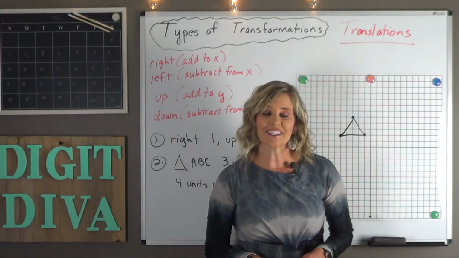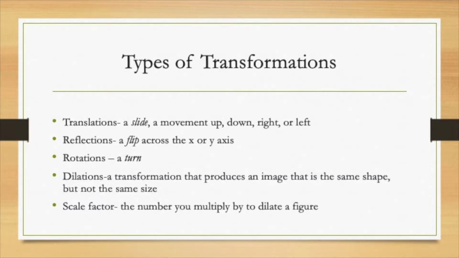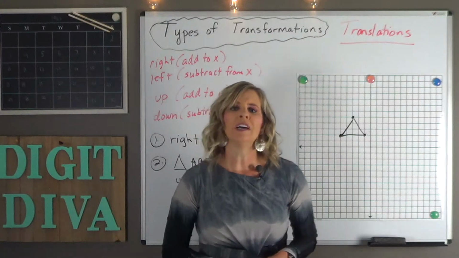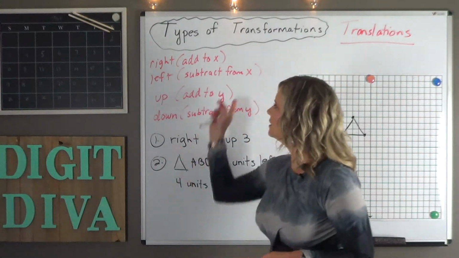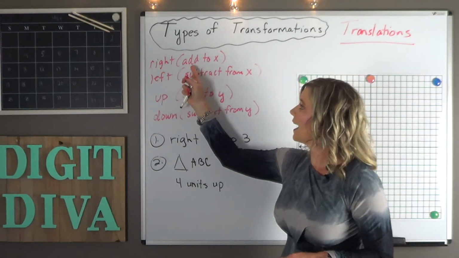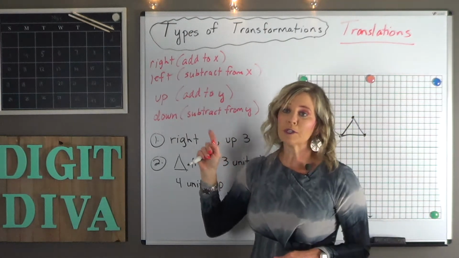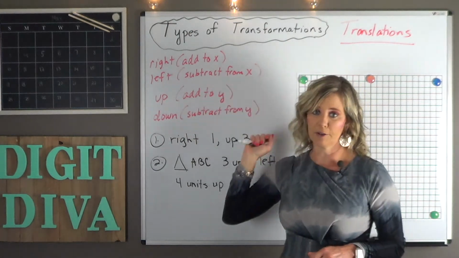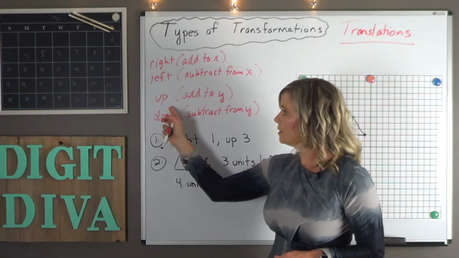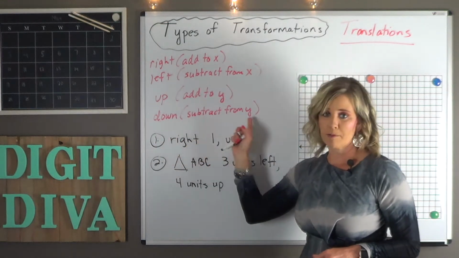Well, a translation is simply a slide, but let's look at the official definition. Translations: a slide or movement up, down, right, or left. So let's stop for a few minutes and talk about that. If you're moving right, you're going to add to the x value. If you're moving left, you are going to subtract from the x value. If you're moving up, you would simply add to the y value. If you're moving down, you would subtract from the y value.